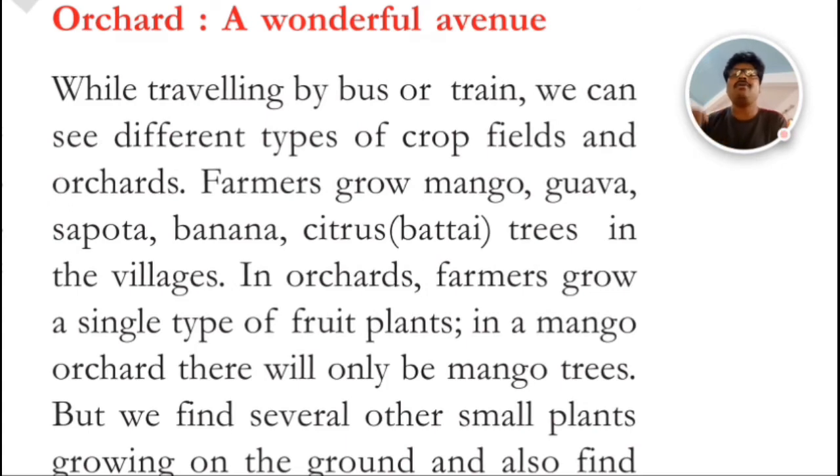See, students, how can you say an orchard is a wonderful avenue? While traveling by bus or train, we can see different types of crop fields and orchards. Orchard is one of the crop fields. You know how paddy is a crop field? Same like that, orchard is also a crop field. Now, farmers grow mango, guava, sapota, banana, citrus fruits like batai, oranges in the villages. Students, in an orchard, farmers grow a single type of fruit plants. In a mango orchard, there will be only mango trees.